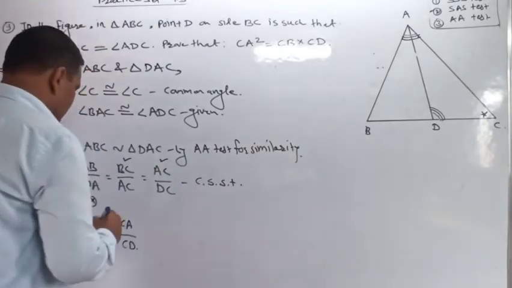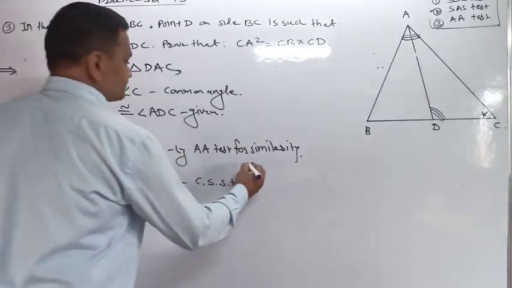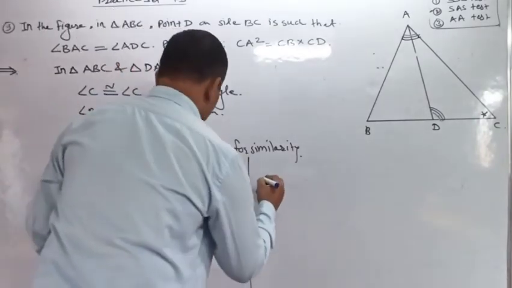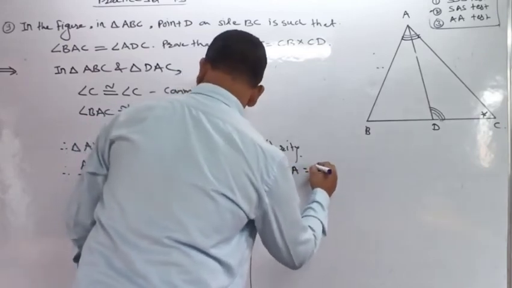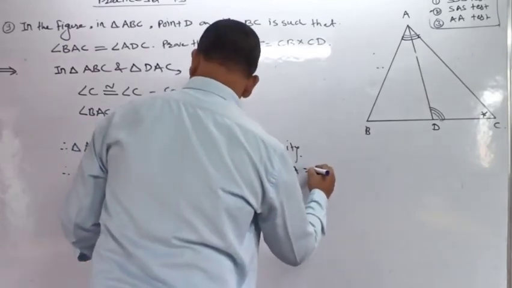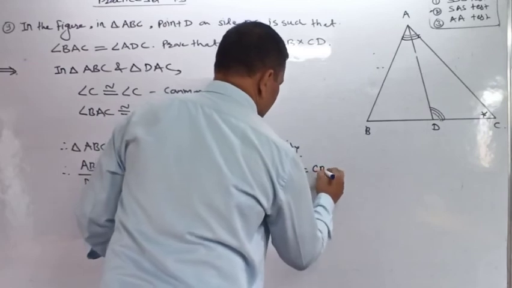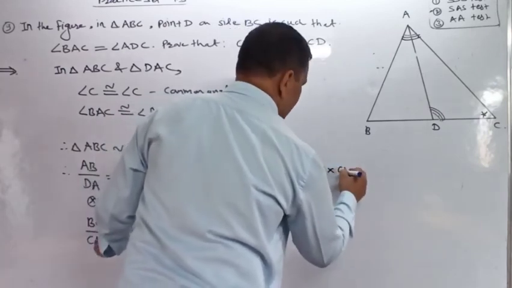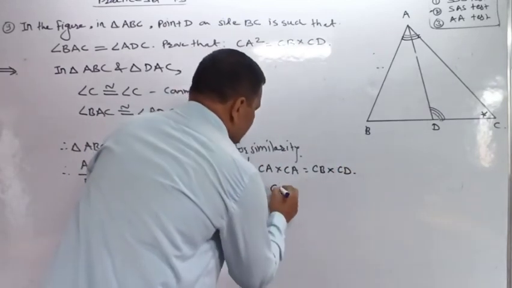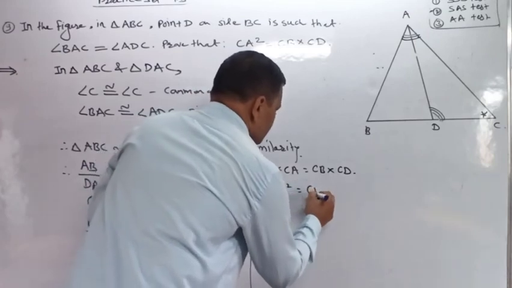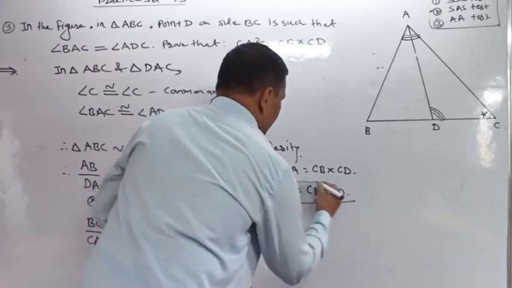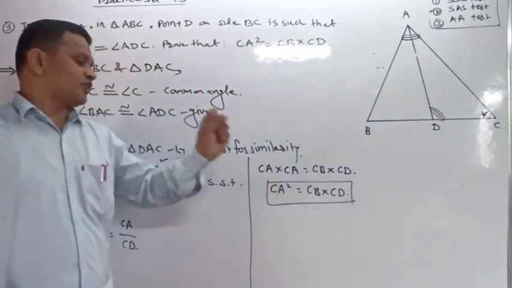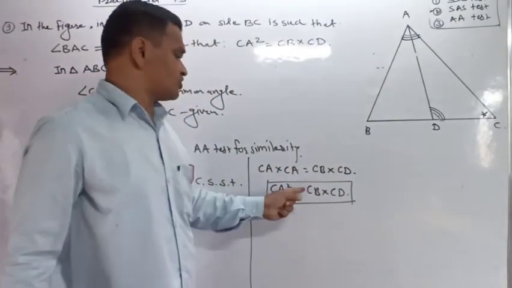Now, by taking cross multiplication, we get CA into CA equal to CB into CD. Means CA square is equal to CB into CD, right? Hence, we have proved that CA square is equal to CB into CD.